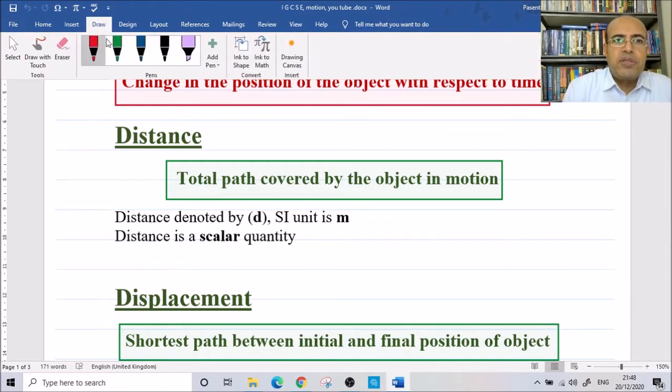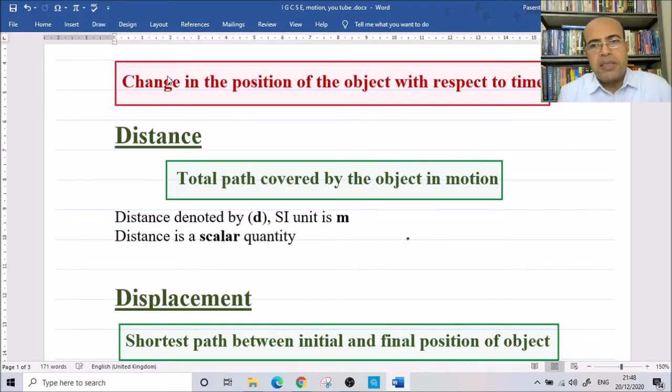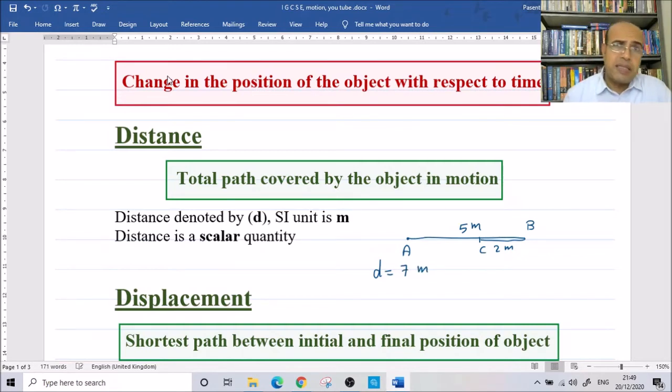Let us see this one. An object starts at the point A and goes in this direction to the point B, 5 meter, and then returns back to the point C, 2 meter. The distance here is the total path. So the distance, denoted by D, equals 5 plus 2, it is 7 meter. It is a scalar quantity.